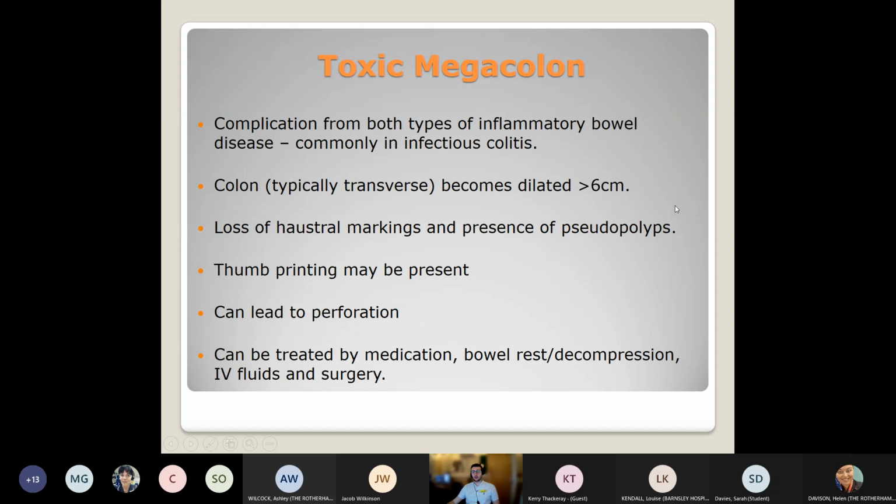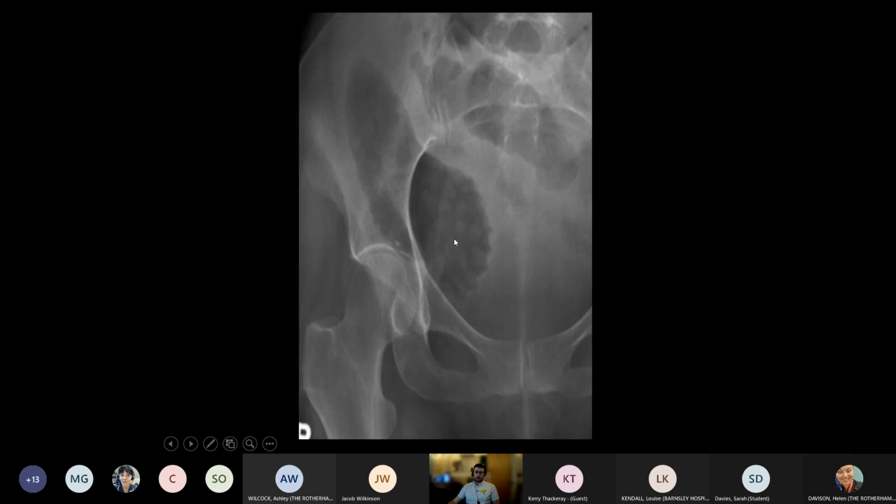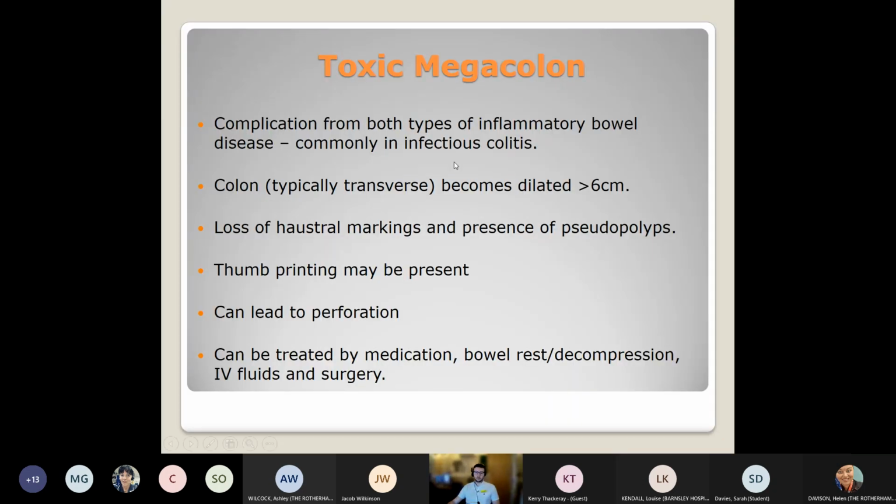It's typically the transverse colon. It will get massively dilated, and you'll often see pitting or these pseudopolyps. Typically, this kind of mottled appearance, what we're seeing in this example. Thumb printing might be present as well. As I've said, they will treat it with medication. Occasionally decompression, surgery in extreme cases. But what we'll do is regular follow-up radiographs just to monitor it and make sure that it's not progressing. It doesn't need CT necessarily. We'll just follow it up with plain X-ray.